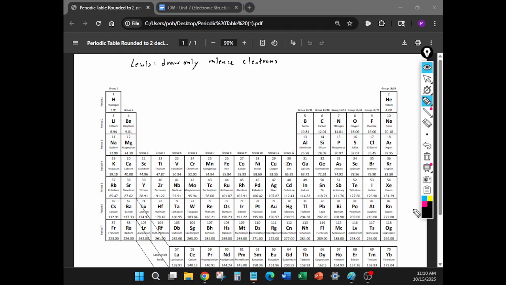So let's look at our example of barium, and we're going to draw the Lewis structure for barium. It's very simple. You just count the boxes in that row. That will tell you how many valence electrons it has. So if you look at barium, barium is box number 2. So instead of drawing 6 shells with 56 electrons, you would just write Ba, and you just put 2 dots next to it. And that's it. It has 2 valence electrons.